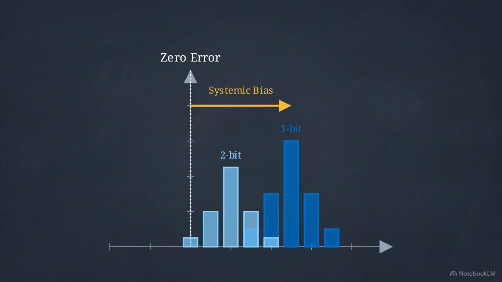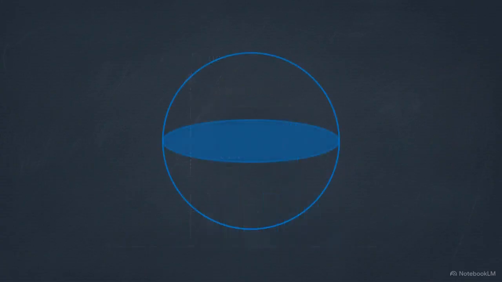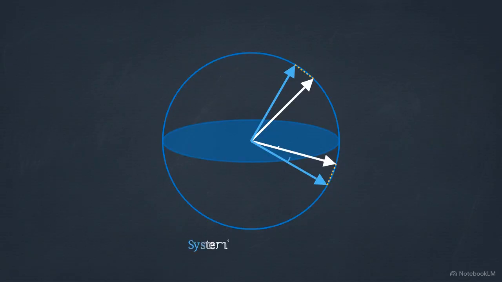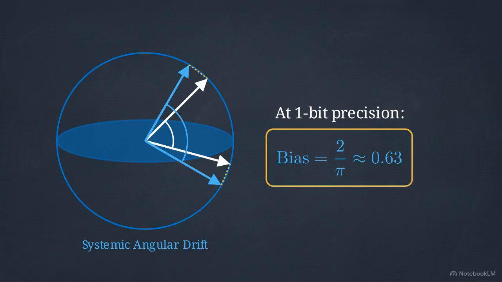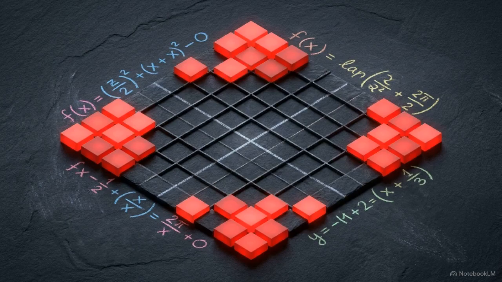These histograms show the error distribution for 1-bit and 2-bit results shifted away from the zero axis. This bias means the quantization drifts the vector's angle. Even if the distance error is low, the warped angle produces a hallucinated attention score. At 1-bit precision, this systemic bias is exactly 2 over pi, a massive distortion for a model attempting to weight information. The model believes it is paying attention to the correct tokens, but the underlying math is skewed.